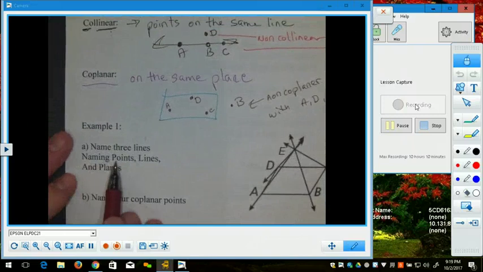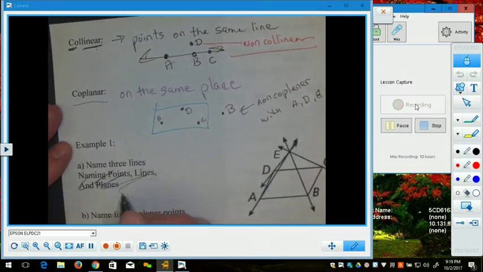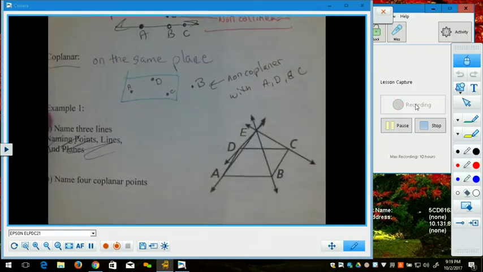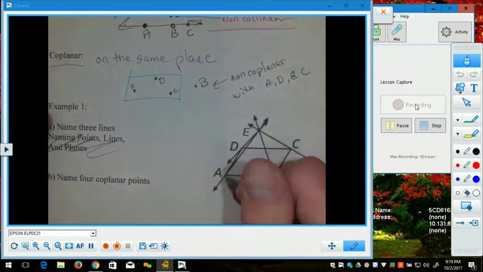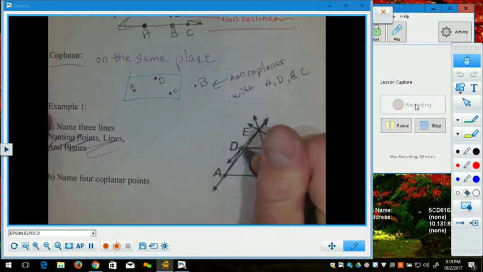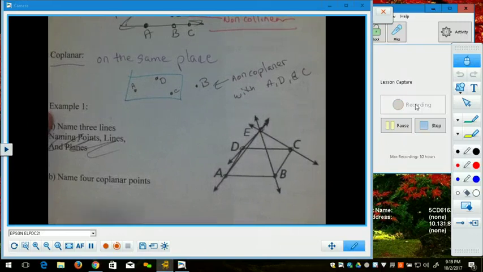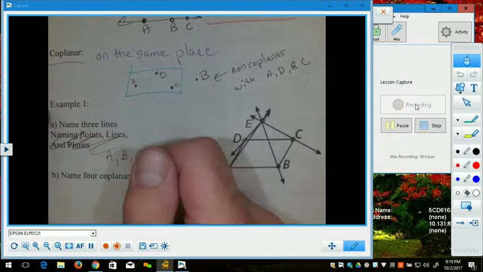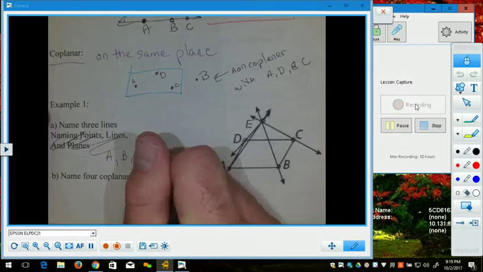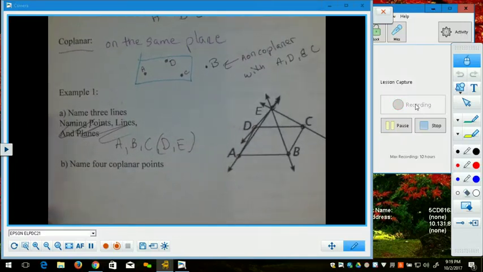Naming 3 points. Okay, naming points, lines, and planes. We're asked to name 3 points. Okay, they didn't say whether they had to be collinear or non-collinear. There are 1, 2, 3, 4, 5 points of intersection in the picture. So you could name A, B, and C. You could even name D and E if you want. So you just name them and put a comma between them.